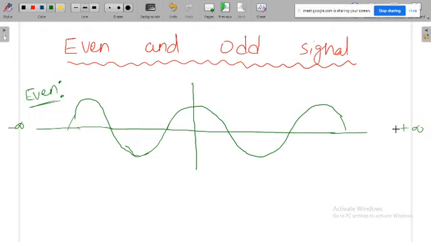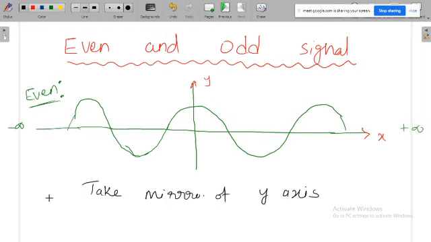The signal duration could be anything, but there is only one condition: if the signal has to be even, you take the mirror image about the y axis, and if the signal remains the same, then that signal is called an even signal. So very simply, take the mirror image about the y axis. Now you would have got some new signal.